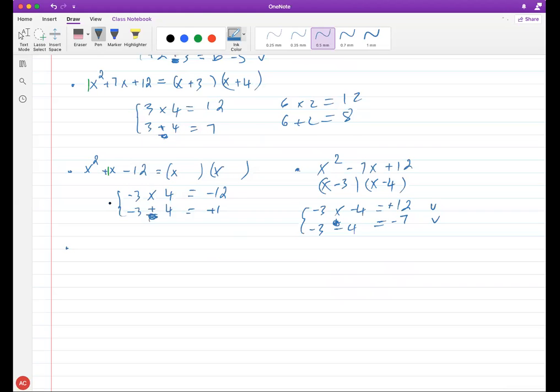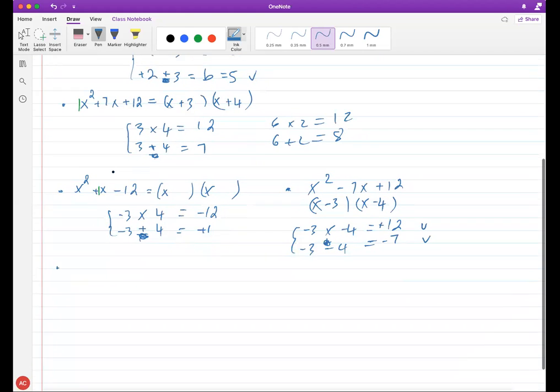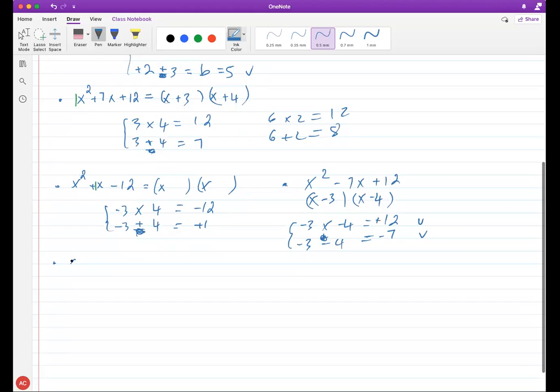Let's see another example. Let's say you may have x to the second, maybe 3 plus... Okay, so there is another example here. We want to factor this. So what do you think happens first?